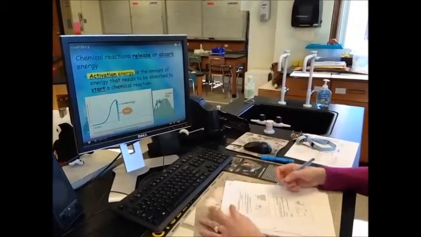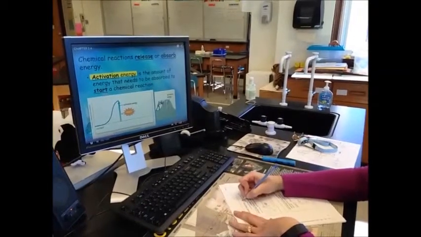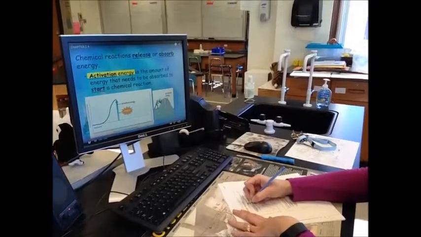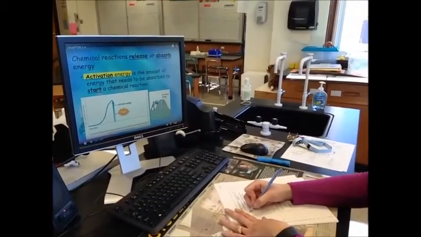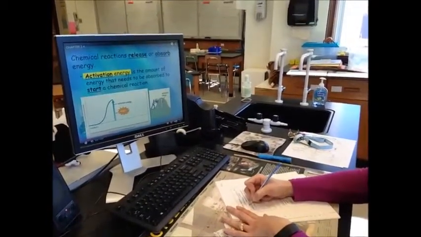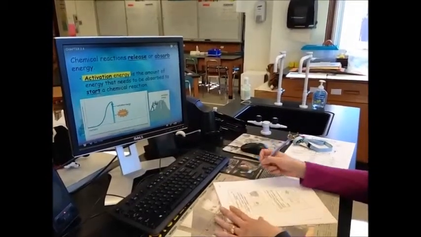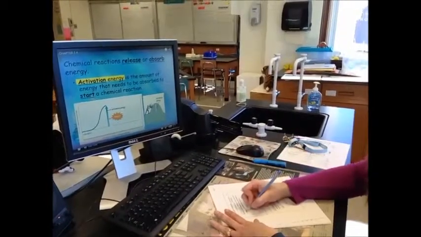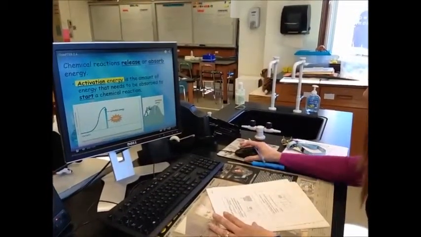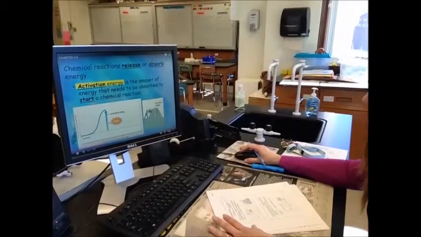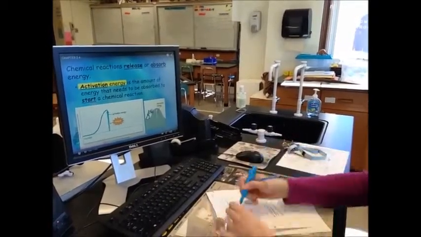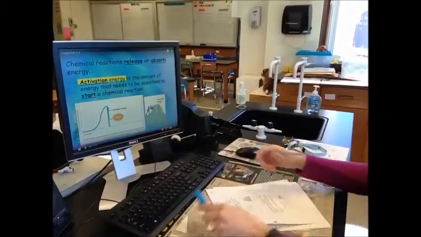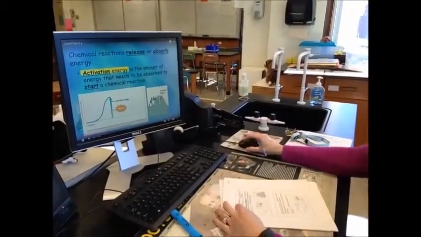Chemical reactions release or absorb energy. And activation energy is the amount of energy that needs to be absorbed to start a reaction. Any chemical reaction requires at least a little bit of energy input to get things going. And so you can think of activation energy like a hill. It takes certain reactions a lot of energy. Some reactions it doesn't require very much. But that hill, for example, is the activation energy.